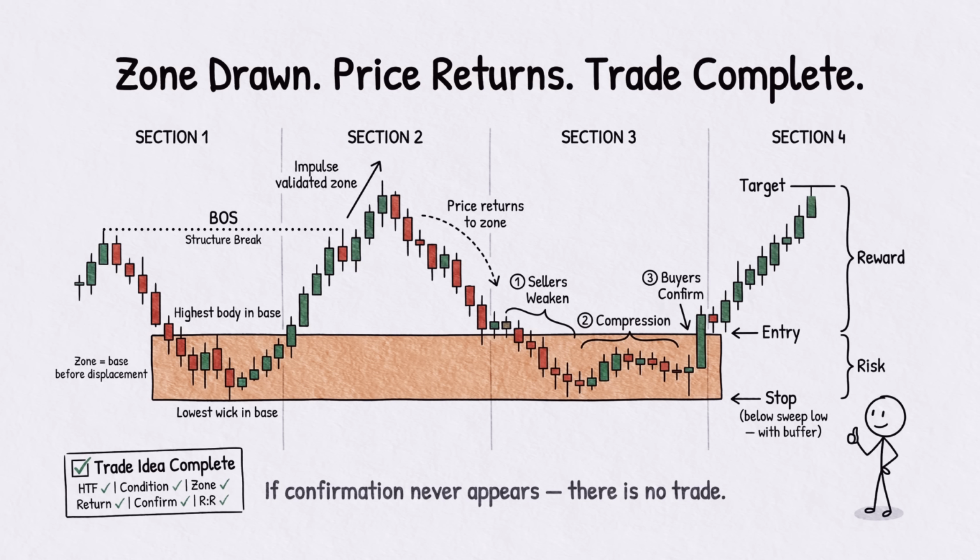Higher time frame context does not fight the trade. Market condition supports the direction. The zone caused a real break of structure. Price returned cleanly, confirmation appeared, and risk to reward is acceptable. Entry goes after confirmation. For a buy, stop loss goes below the zone or below the sweep low. For a sell, it goes above the zone or above the sweep high. Target goes at the next clean opposing zone, and if confirmation never appears, there is no trade. Missing a move is better than forcing a low-quality setup.